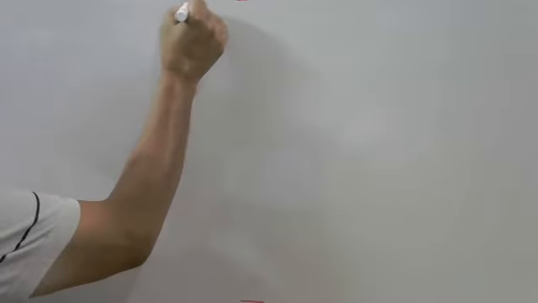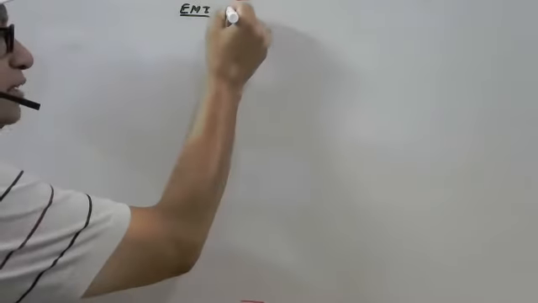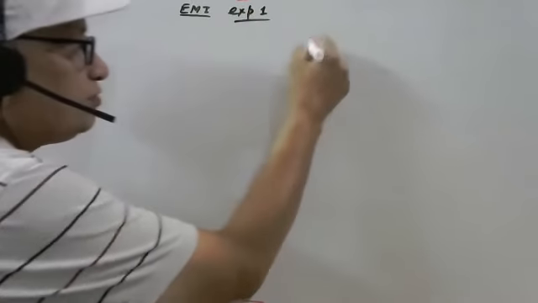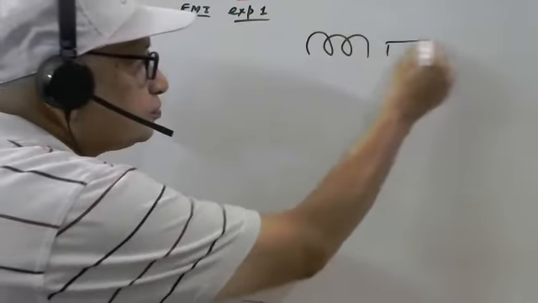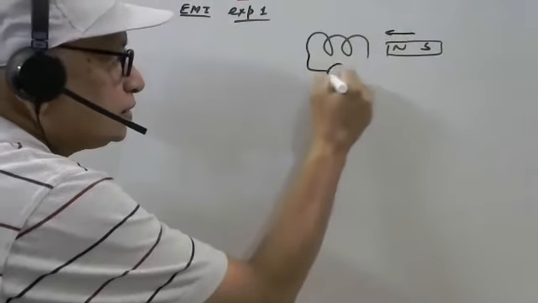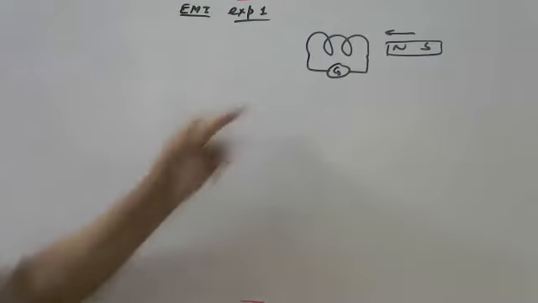EMI, in continuation of electromagnetic induction, we have seen first experiment 1 was this, and this is the galvanometer. We have seen this case here.